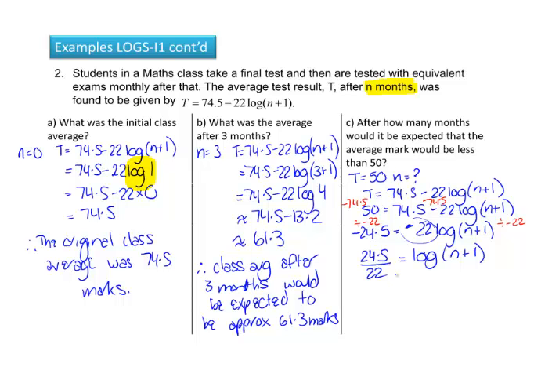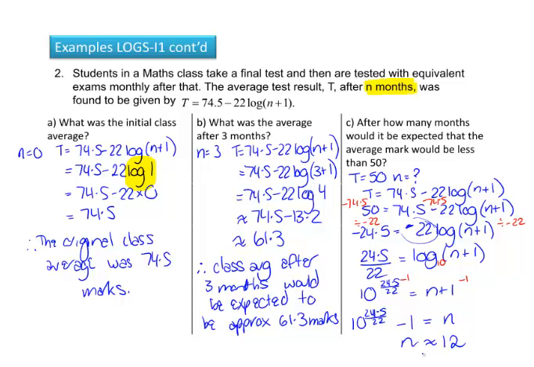From there, leave that as a fraction. Don't approximate it because it means your answer ends up super approximated. Okay, our base here is 10, so let's just rearrange it to be an exponential. So I get 10 to the power of 24.5 over 22 equals n plus 1. Take 1 from both sides. So now I've got 10 to the 24.5 over 22, take 1 equals n. Plug that into the calculator and you get n is approximately 12.